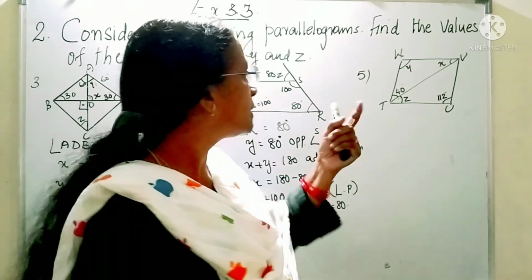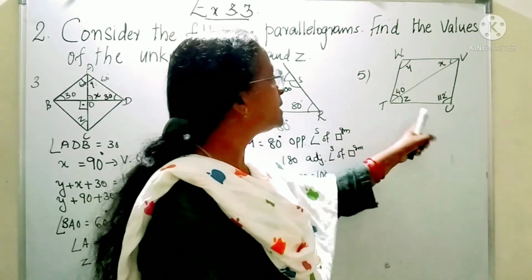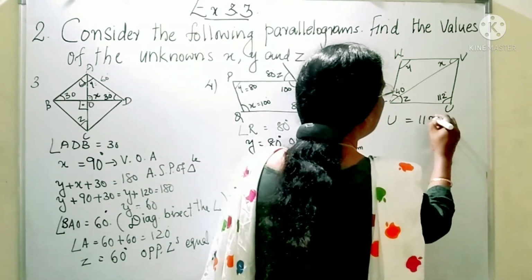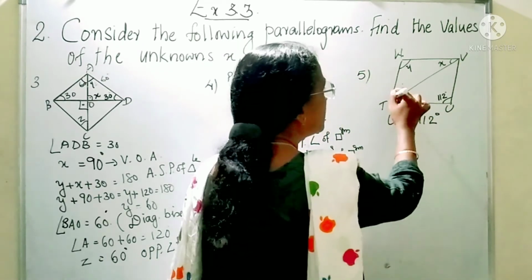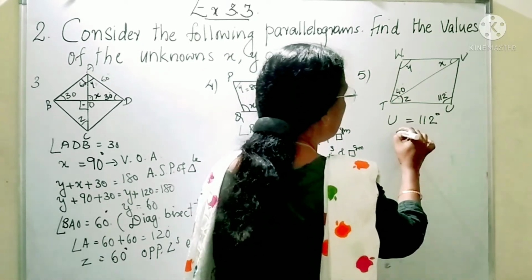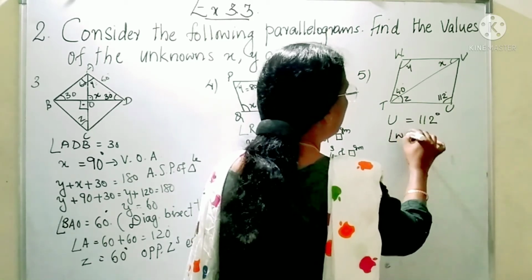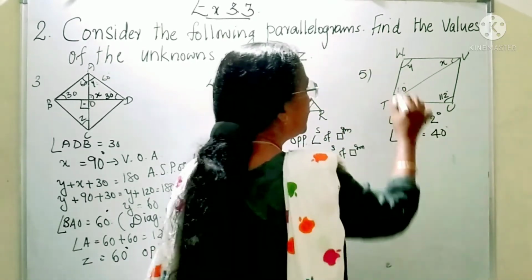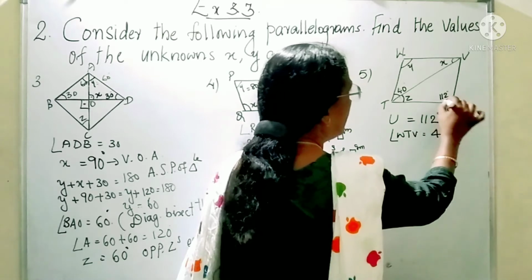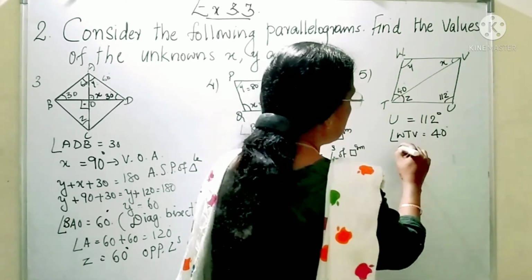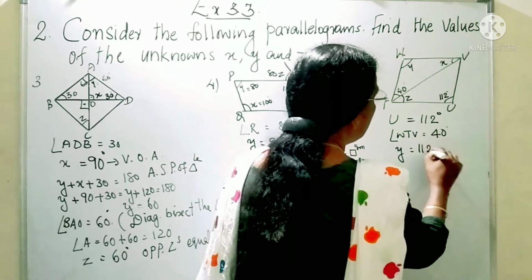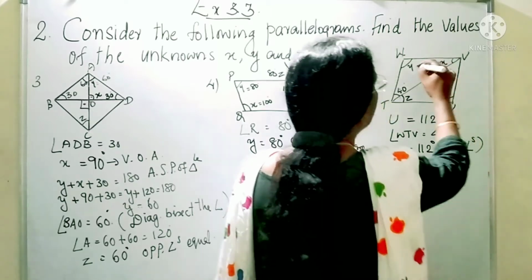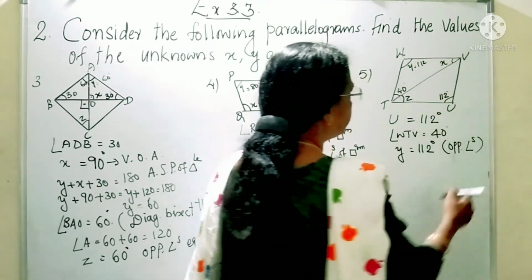Now the next question: I have marked it as TUVW. Angle U is already given, 112 degrees. And here the small angle, angle WTB, is also given, 40 degrees. Okay. Now how will you find out Y? Y you can directly find out. That is Y is equal to 112 degrees, opposite angles. So this is 112.